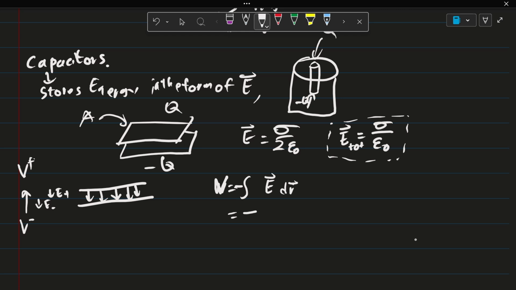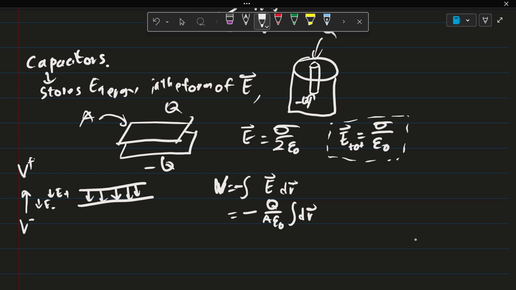It's the negative of the E vector. The E vector itself is sigma over epsilon 0. And the sigma is pretty much Q over A. So we could write Q over A epsilon 0, integrate that with the dr vector. And why can I actually bring this value out? Well, it's pretty much because the value itself doesn't depend on position. It is as if the electric field is always constant, no matter if you move your measurement points.